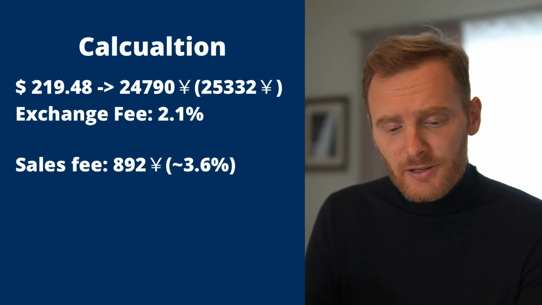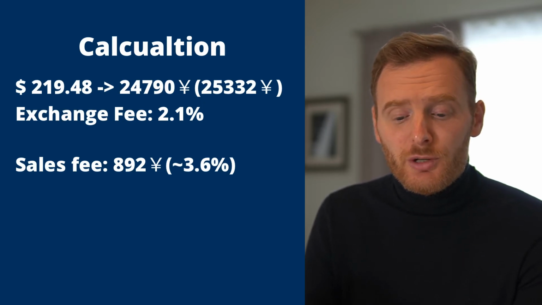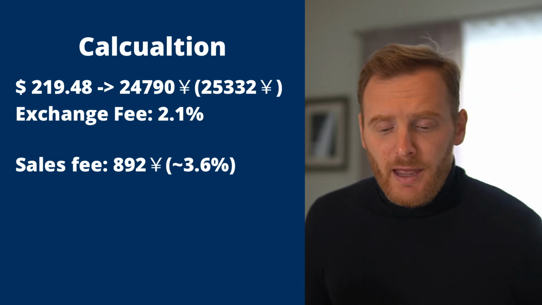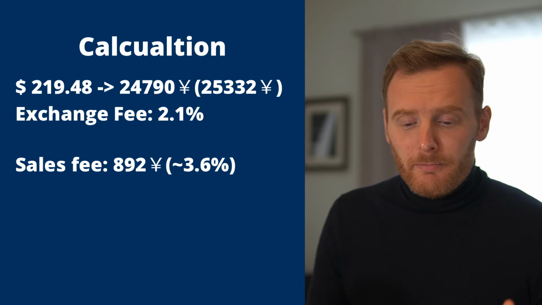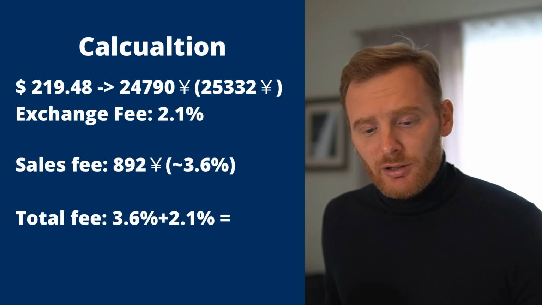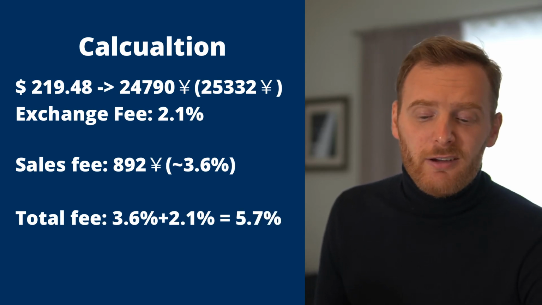And then we have a fee, which is taken from this transaction, and this fee is 892 JPY, which actually gives us a 3.6% commission. And if you put all those numbers together, you will see that the total percent for this transaction is around 6%, actually 5.7%. But again, currency can fluctuate, and that's where you can have a little bit of difference on what would be your total percent for each given transaction.